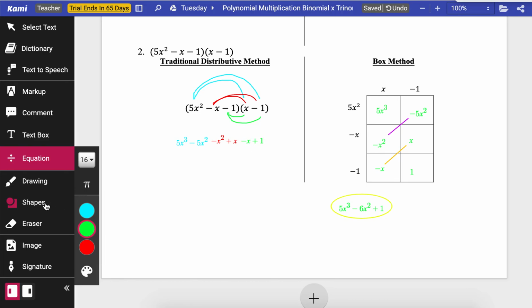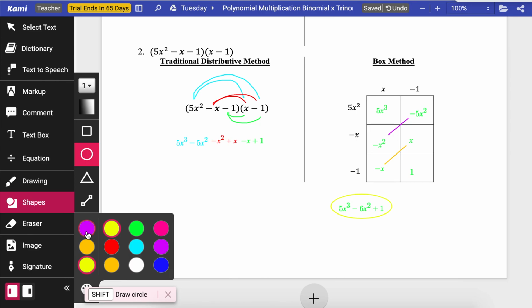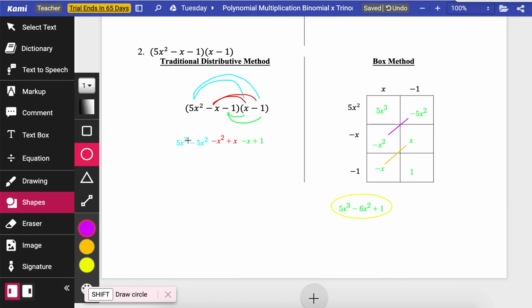So we're going to just write this all out in standard form, and we're just going to combine any like terms that we have. So notice that we have like terms showing up right here, negative 5x squared and negative x squared. And we have like terms also showing up here, positive x and negative x.